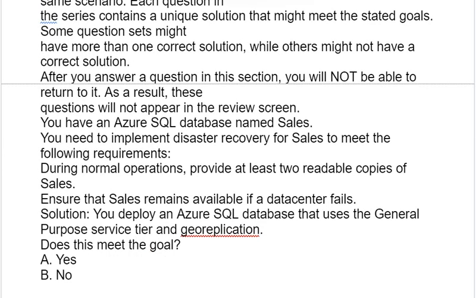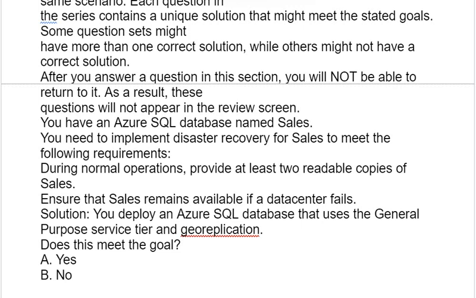Now the question is, you have an Azure SQL database named Sales. You need to implement disaster recovery for Sales to meet the following requirements. During normal operations, provide at least 2 readable copies of Sales. Ensure that Sales remains available if a data center fails.